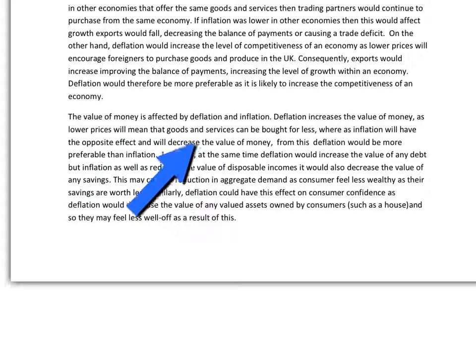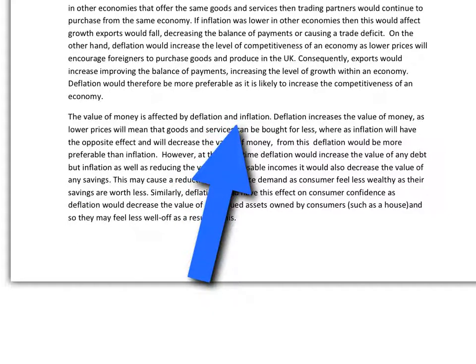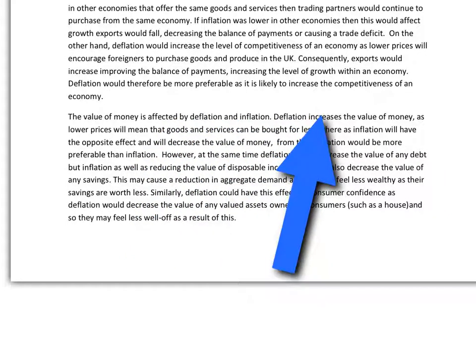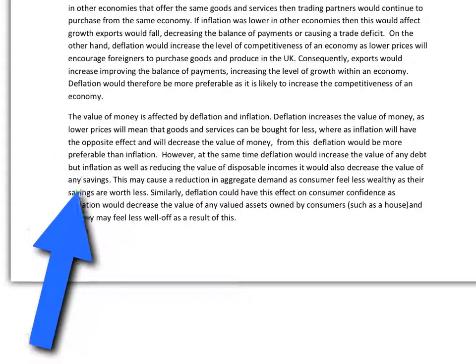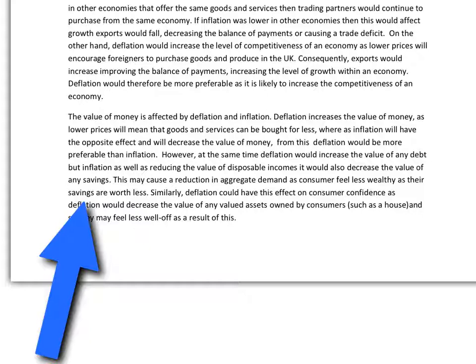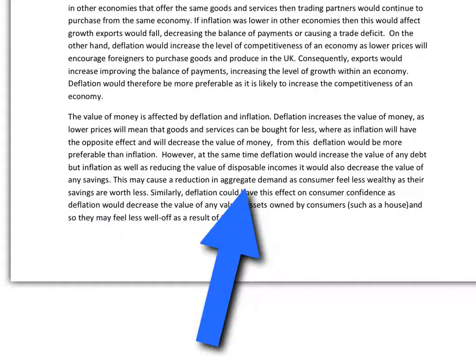Okay, so here we can't say the value of money is affected by inflation, because effectively, the change in the value of money is the definition of inflation or deflation. It's not an effect, it's simply what inflation is or what deflation is. And we then move on to some other issues. There's more we could have discussed here distributionally.